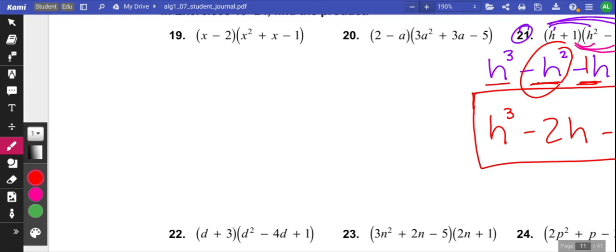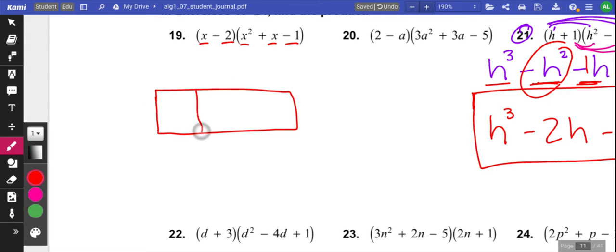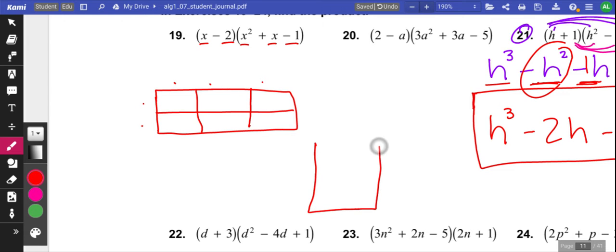All right, so again, you've got 1, 2 terms here and 1, 2, 3 terms here. So your box is going to look a little bit different. You're not just going to make a 2 by 2 box like we did last week. We're going to make a 2 by 3 box, where the 2 terms go here and the 3 terms go here. You could also do a 3 by 2 box, where the x squared, x, negative 1, and then x minus 2.